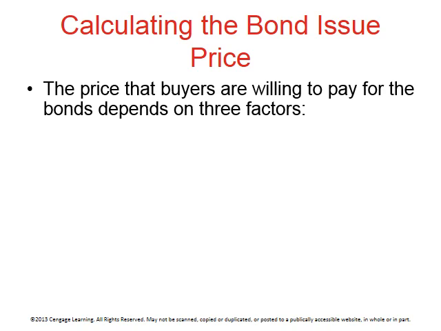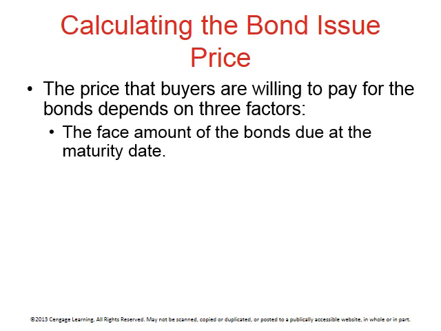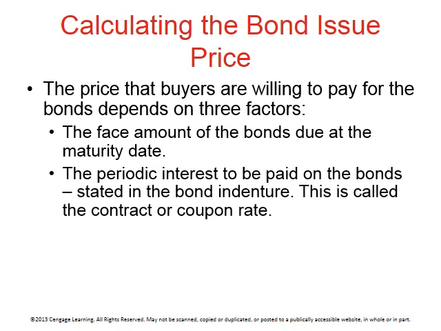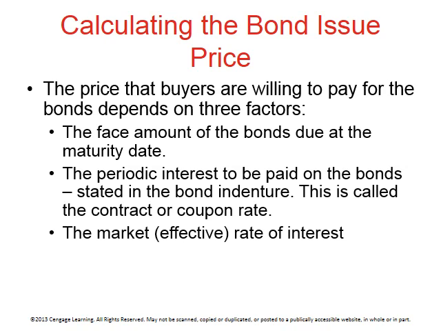So the bond issue price is the price the bondholder buyers are willing to pay. So three things impact that. The face amount of the bond that's due at the maturity date. So if you have a $100,000 bond in 5 years, you get $100,000 in 5 years. And then the periodic interest. So this is called the contract or the coupon rate. So if it's 5% interest, 6% interest, that impacts the price that the bondholder is willing to pay.